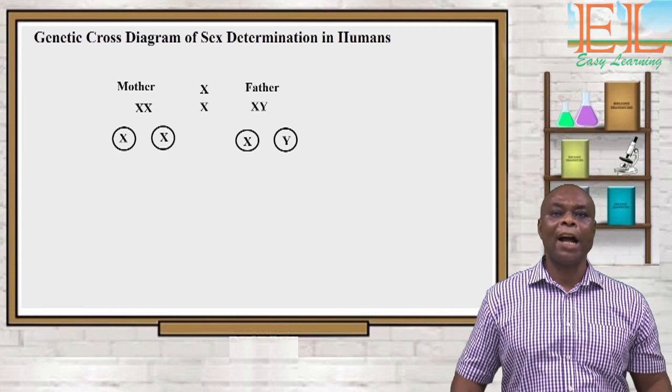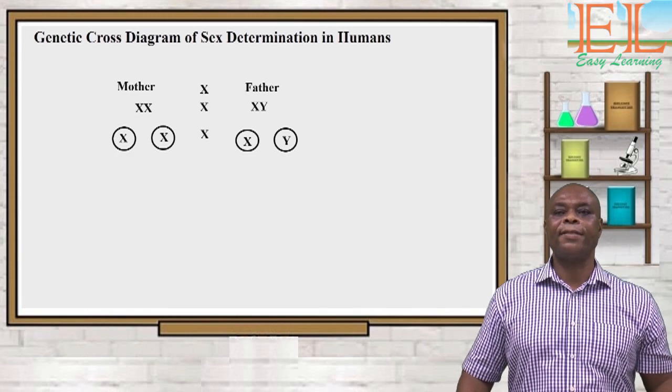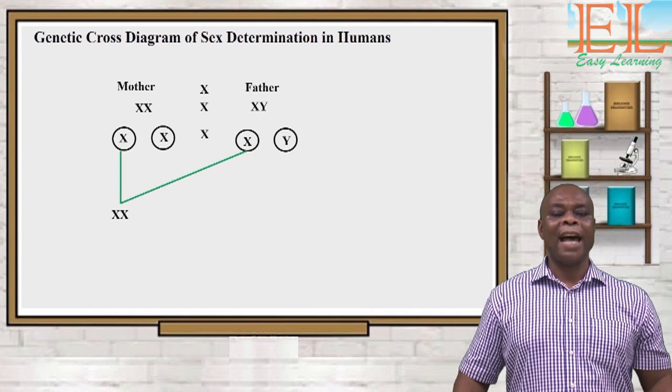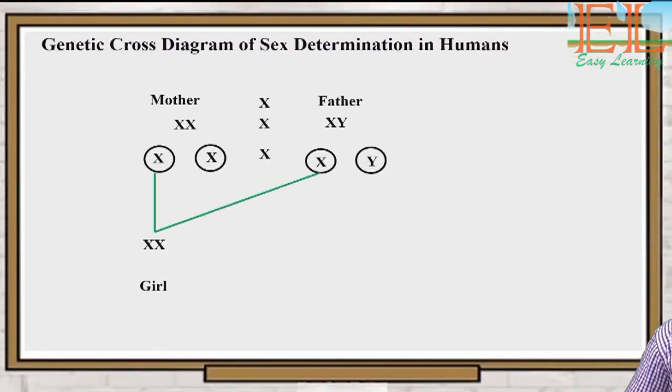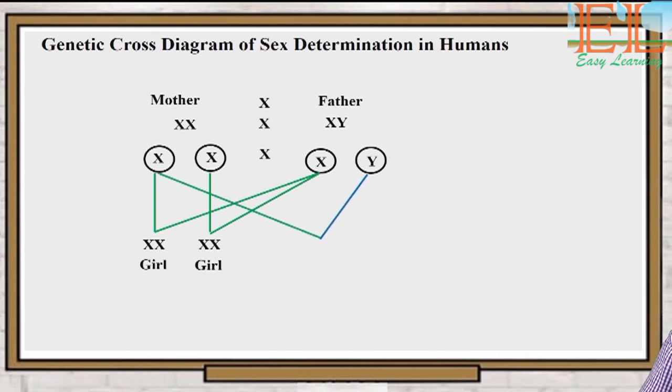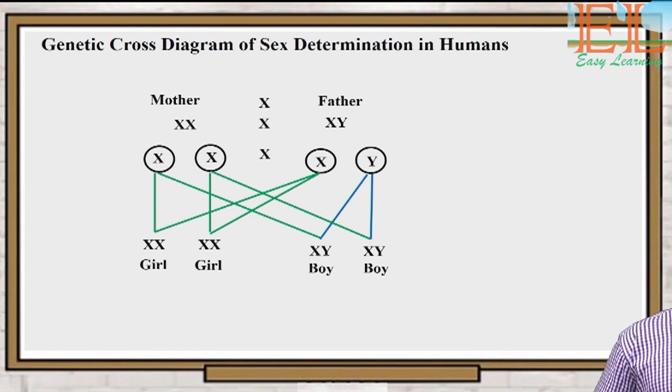Then when it comes to their crosses, if X chromosome takes the X, we'll have XX zygote, and that will develop into a girl. Again, if the second X of the female takes the X of the male, we'll still have XX and will develop into a girl. Then when we come to the X of the female and the Y of the male, we'll have XY, which will develop into a boy. Likewise, the second X of the female taking the Y of the male, also forming XY and developing into a boy.